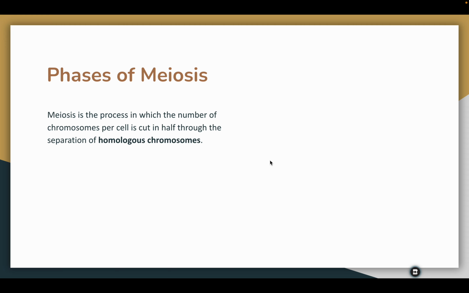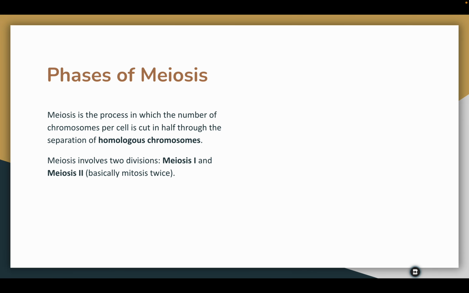So meiosis is the process in which the number of chromosomes per cell is cut in half through the separation of homologous chromosomes. Again, the copy that you get from mom and dad, in our bodies is a total of 46. What we're trying to do is separate those. We're going to unpack what that looks like as we go through this.